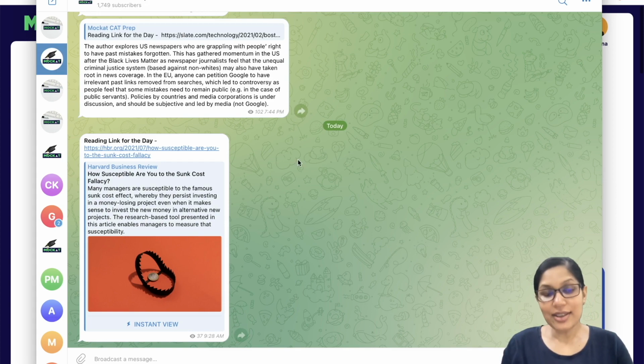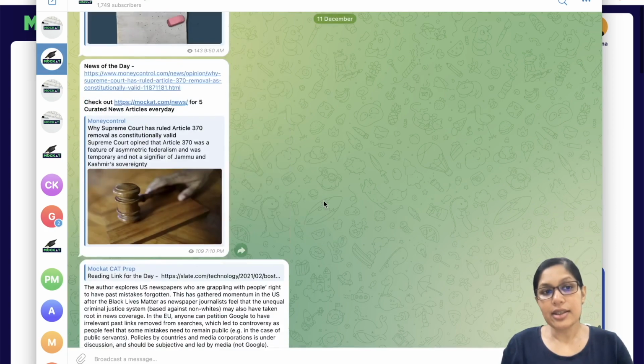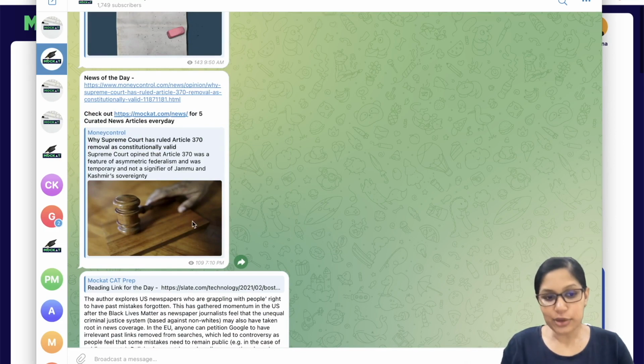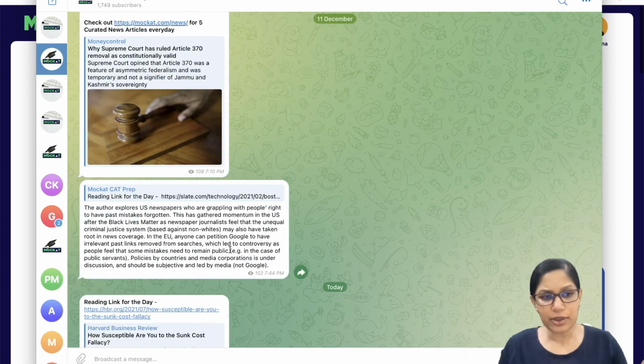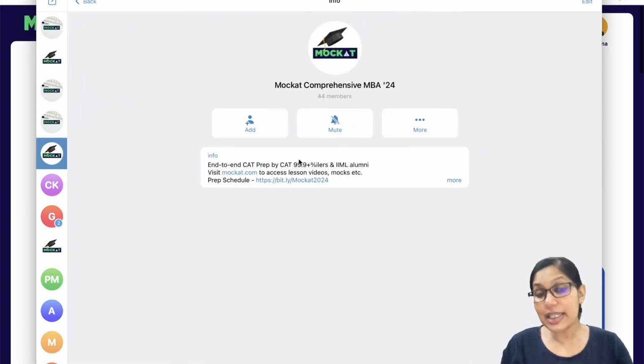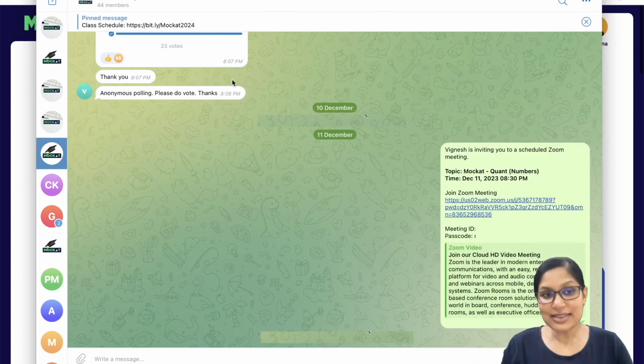And here you have the verbal group where we'll be sharing the daily reading article, one news of the day from our 5 news items, as well as the POV. I'll talk about it a little bit more in detail, but just make sure that you are definitely part of 2 Telegram groups. One is the main group where you're going to be getting the invites for all of the classes, the doubts clearing group, as well as the verbal group.